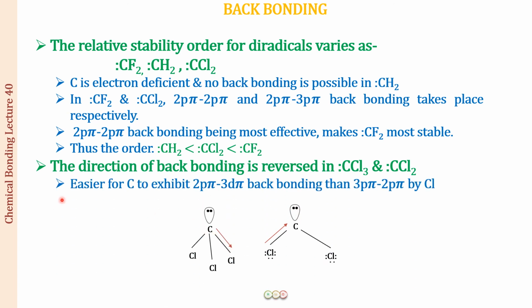Alright, so it is easier for the carbon to exhibit a 2p pi-3d pi back bonding in CCl3 in comparison to CCl2. Okay, so I hope you have understood how the direction of the back bonding is reversed in CCl3 and CCl2.